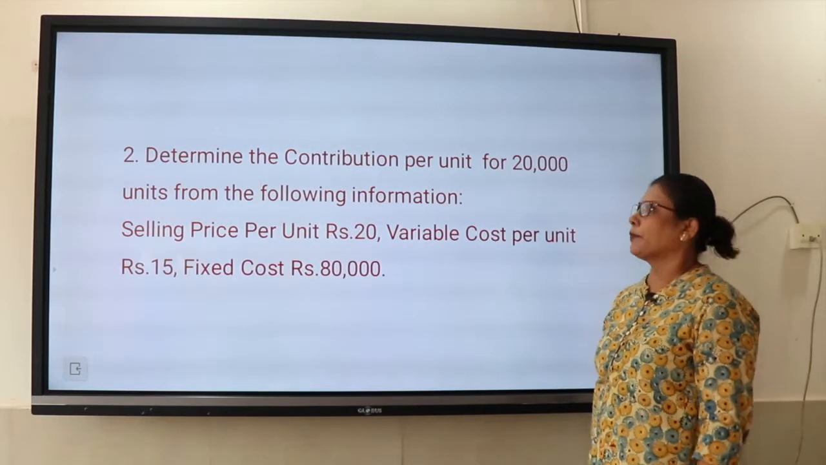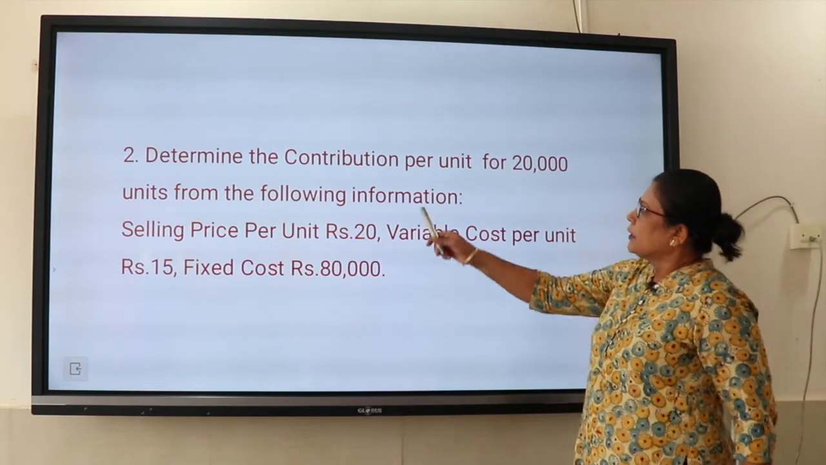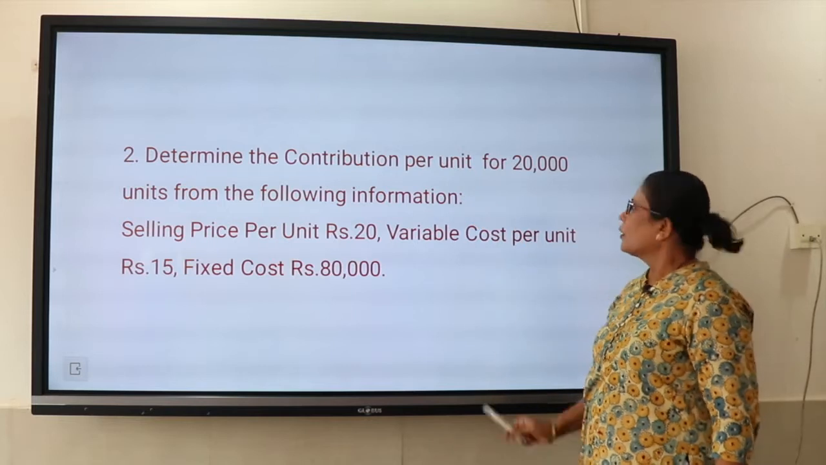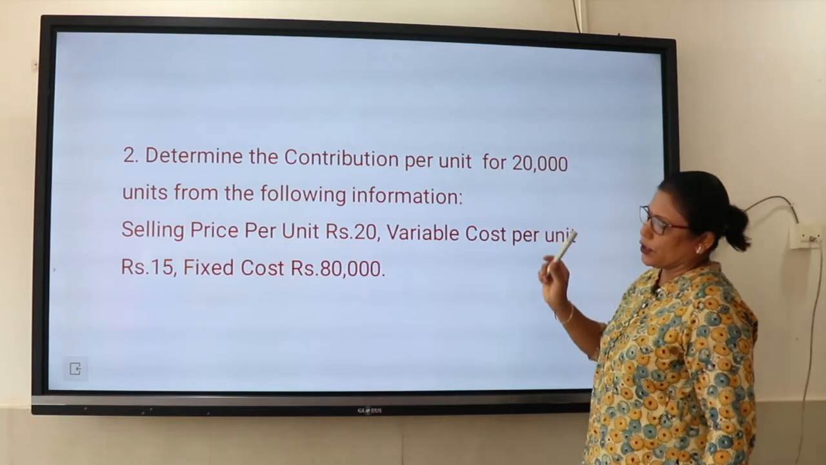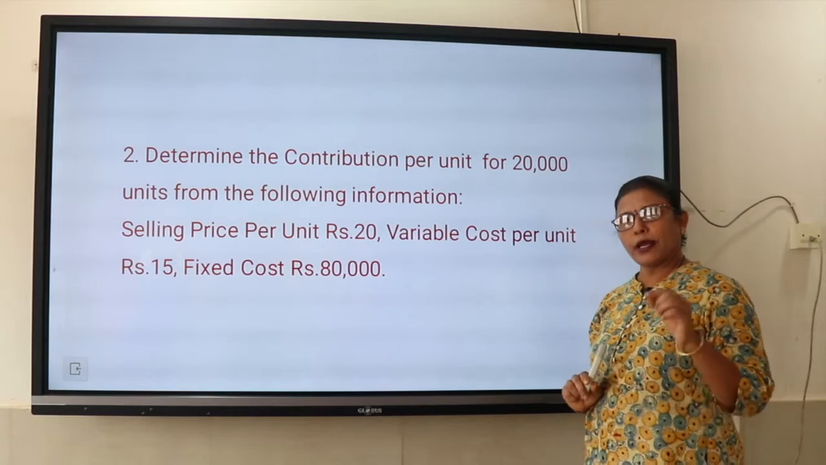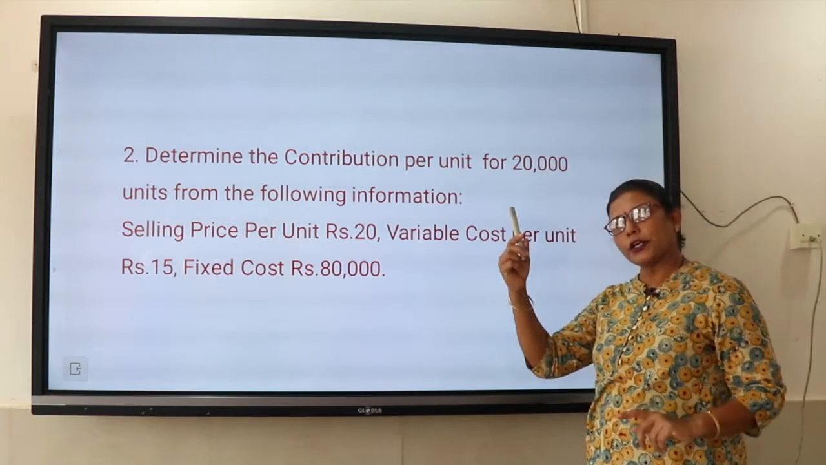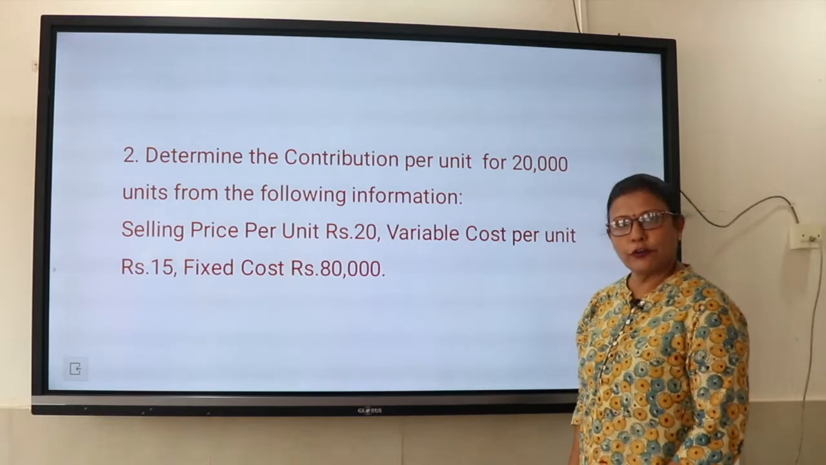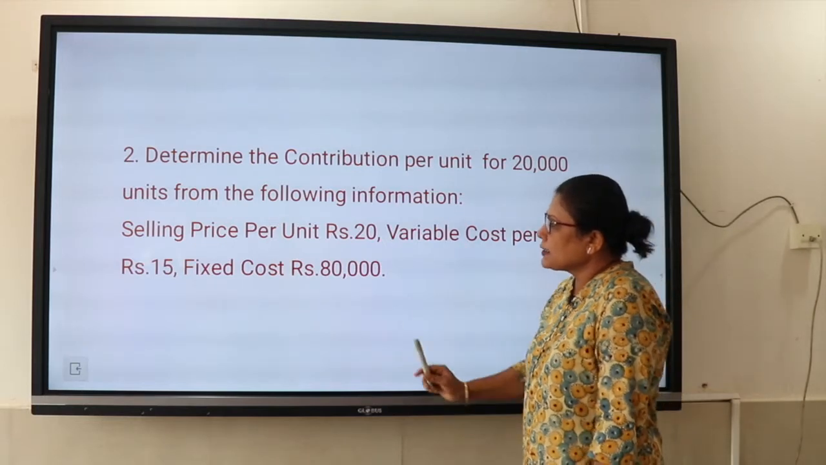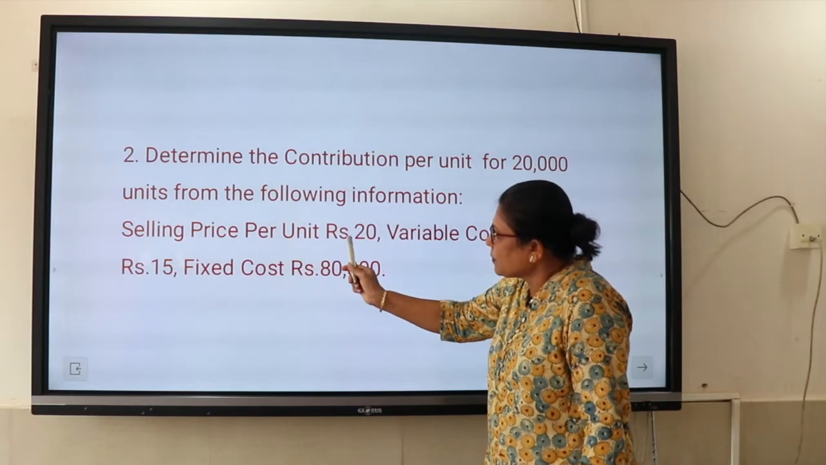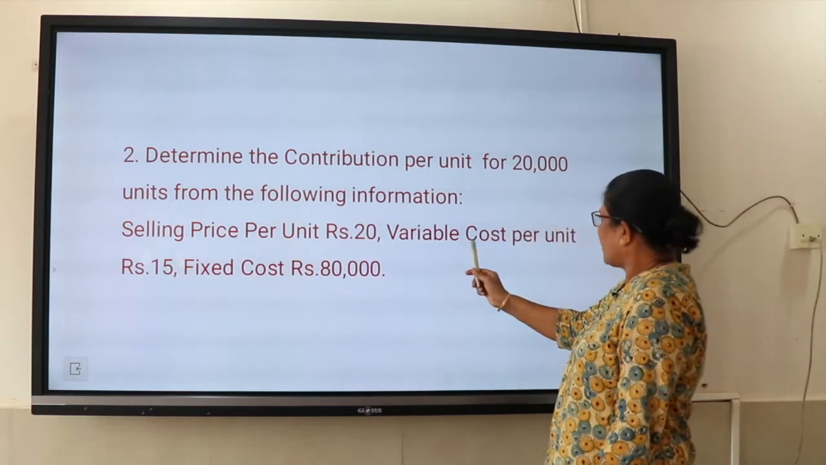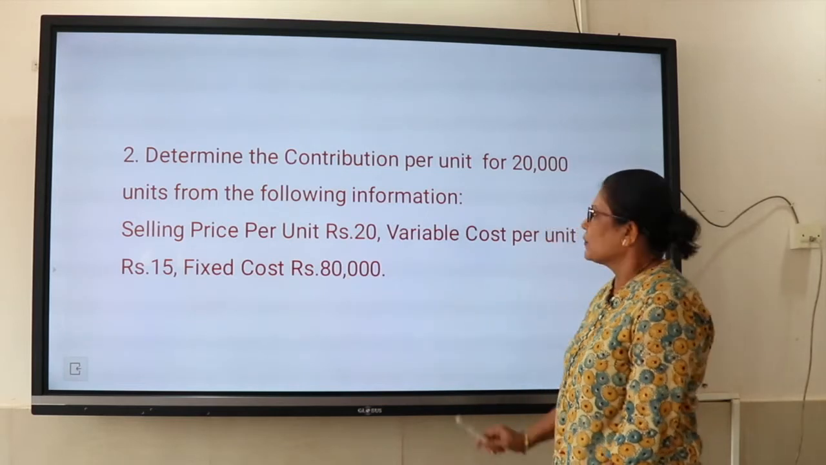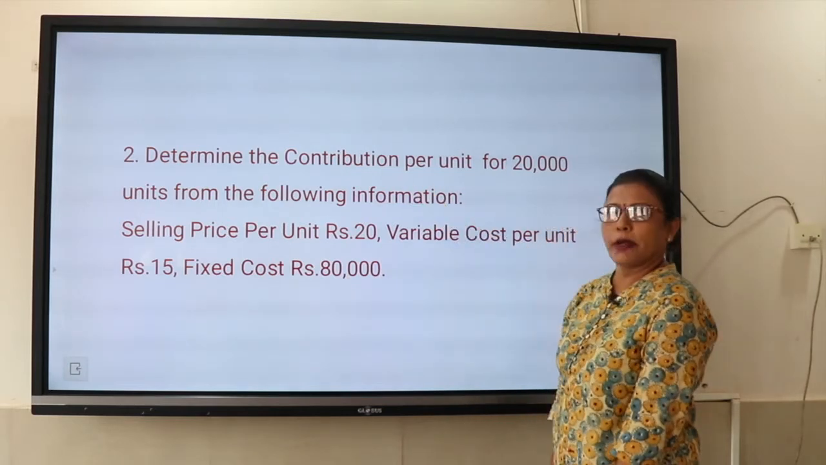Now what does it say? It says determine the contribution per unit. It is asking for per unit and for 20,000 units. So we are going to determine a contribution per unit, and then a contribution for a total of 20,000 units from the following information. Now what has been given to us? We have been given selling price per unit rupees 20, variable cost per unit rupees 15 and fixed cost rupees 80,000, and we have been asked to determine a contribution.